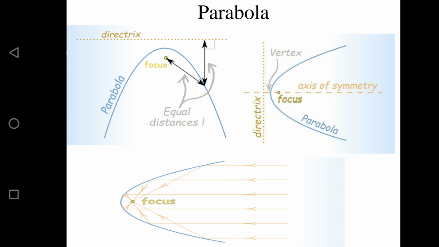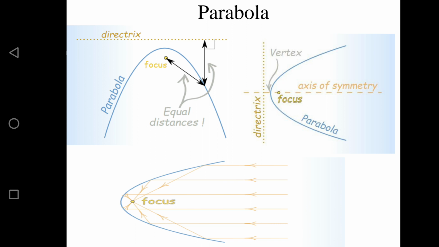So next comes the axis of symmetry. You have to know what the axis of symmetry is. The axis of symmetry is a straight line which goes through the focus at right angles to the directrix, or perpendicular to the directrix.